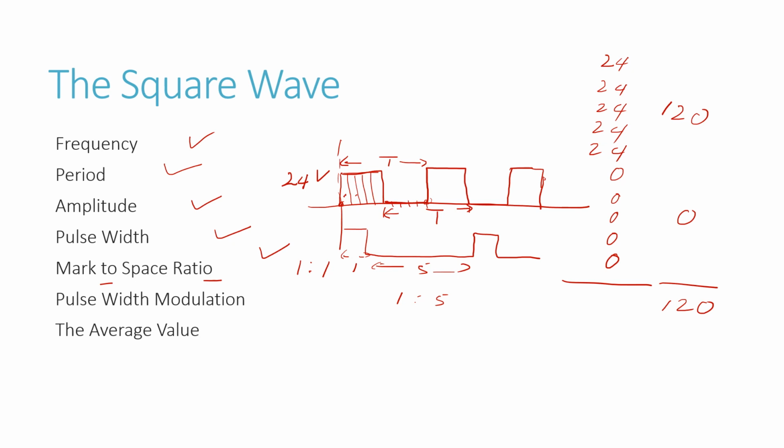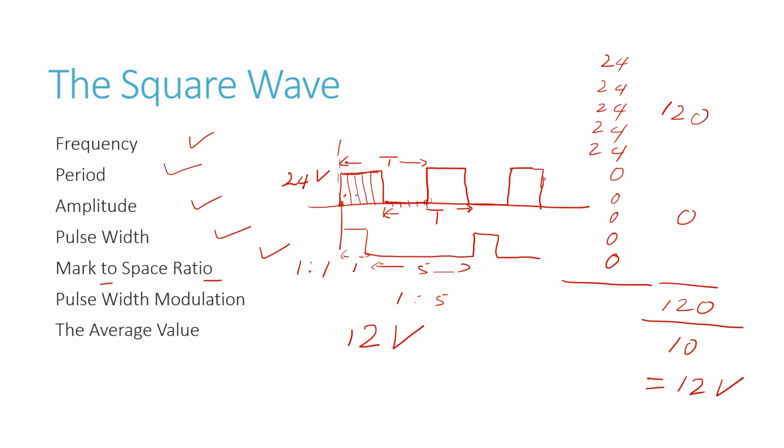But how many intervals do we have? We have 10 intervals, right? 1, 2, 3, 4, 5. 1, 2, 3, 4, 5. So 10 intervals. So the average will be then 120 divided by 10, which equals 12 volts. So for a 24 volt amplitude square wave that has a mark to space ratio of 1 to 1, the average value will be 12 volts.